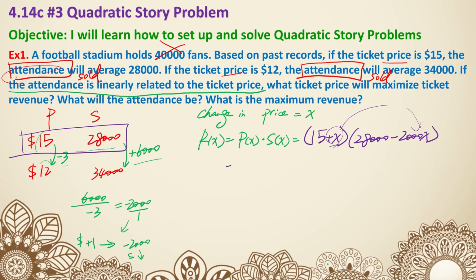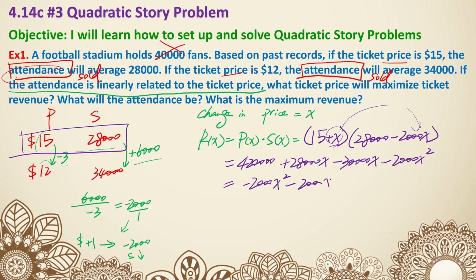So that is going to be 420,000 plus 28,000x minus 30,000x minus 2,000x squared. Let's simplify. It's going to be negative 2,000x squared minus 2,000x, then plus 420,000.